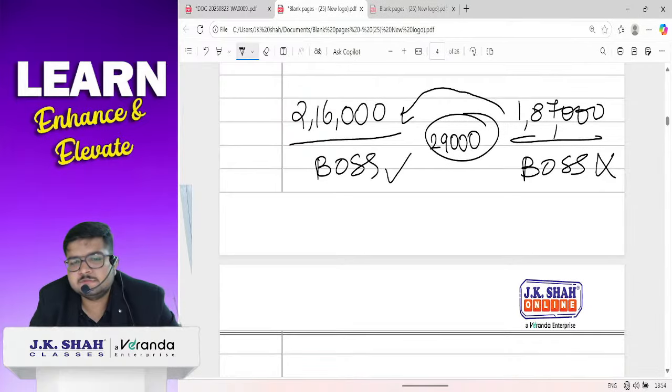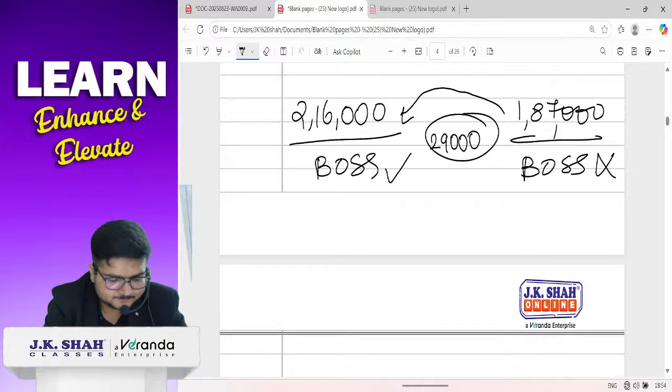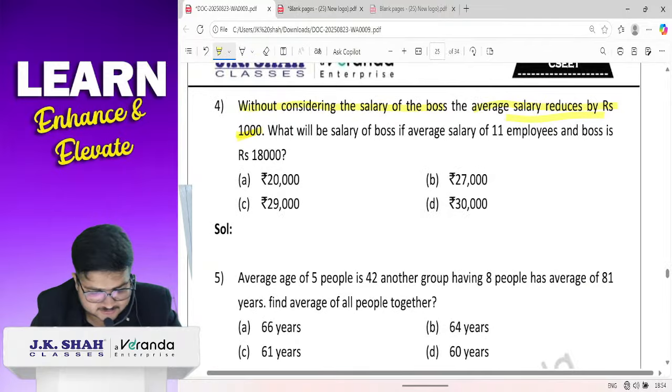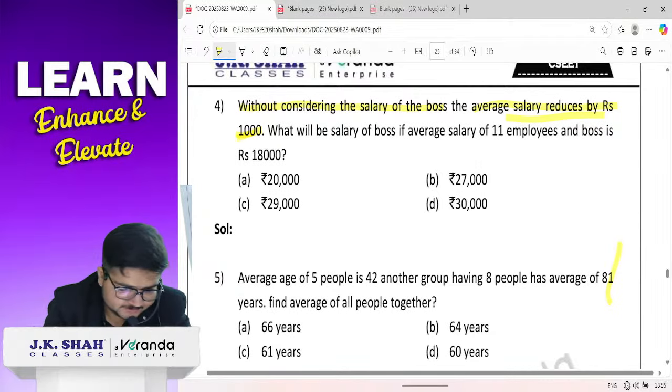Understood? Sir, so much less salary. Why? Don't judge a boss by his salary. He might be, boss doesn't take salary, he takes profits.